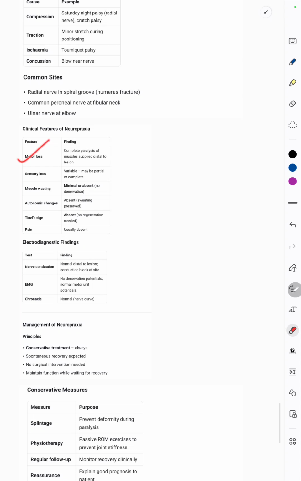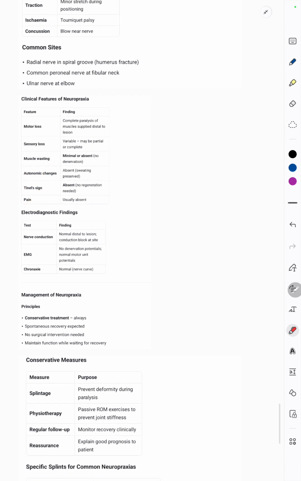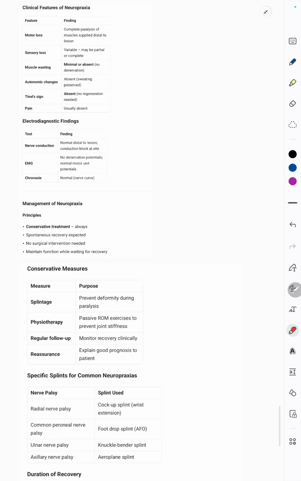Clinical features: complete motor loss, sensory loss is variable, muscle wasting is not present, autonomic changes are not present, Tinel sign is absent, and the pain is usually absent. On nerve conduction studies, it is completely normal. Electromyography shows no denervation potentials, and chronic changes are also absent.